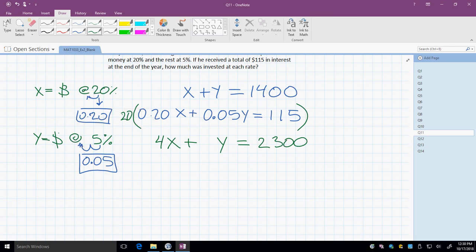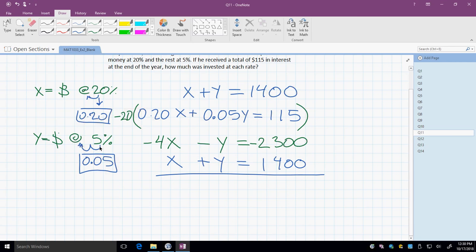Okay, now you know what? I forgot. Multiply by negative 20. So everything is going to be negative now. That way I can eliminate. So I'm going to rewrite the first equation. What happened now? I can cancel the y's.